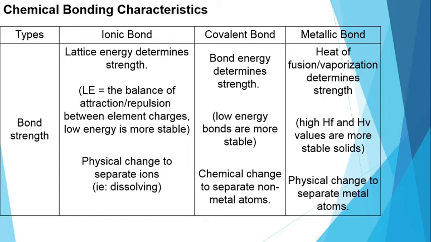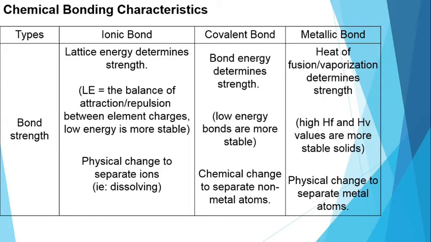So just write down what determines the strength of these bonds. For ionic bonds, it comes back to lattice energy, which is the balance of the attraction between the opposite charges in our ionic compound and the repulsion that happens between the similar charges, because those positive charges and negative charges are close to other charges of the same type.